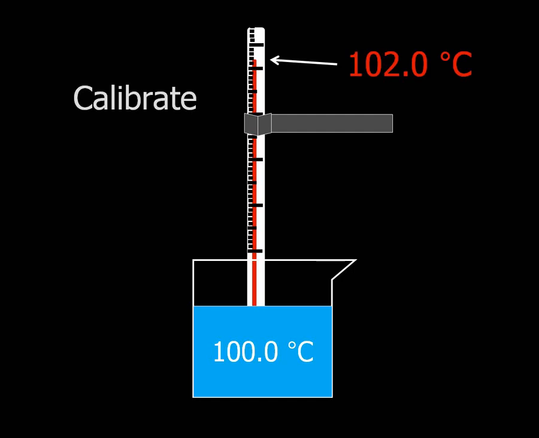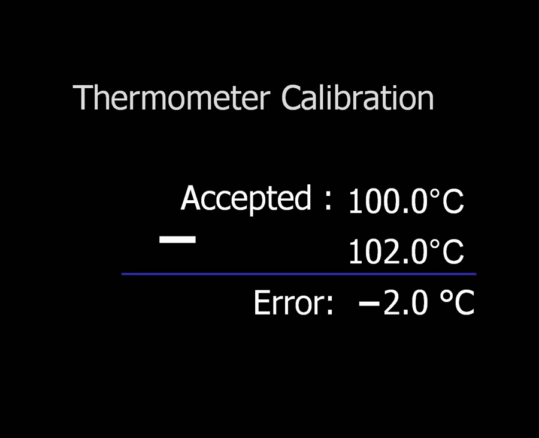The thermometer says 102, and the water, we're assuming, is 100.0, which is a safe assumption since the deionized water is pretty pure. So what we're going to do to calibrate the thermometer is to come up with an error value. So we have the 102.0, the accepted is 100. By taking the 100 degrees minus 102.0 degrees, what we get is a thermometer error value of minus 2.0.